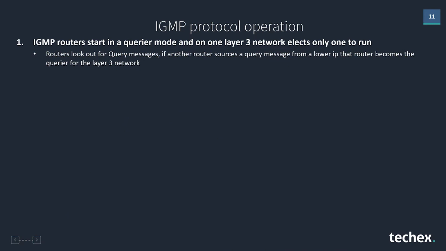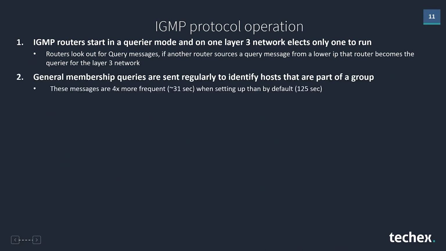It is based on the lowest IP, on the source IP address header for the query that is sent out from the router. Now, once you've got that election, and once the relevant router knows, yes, I am sending out correctly, general membership queries are then sent to start off with more frequently than normal to identify the hosts that are part of a group. So these messages are sent 4 times more frequently than when they are set up by default.